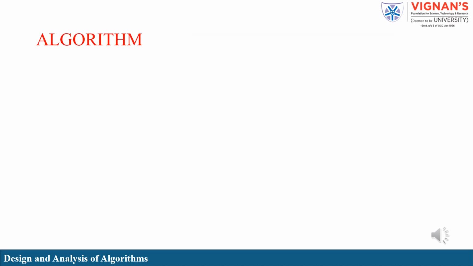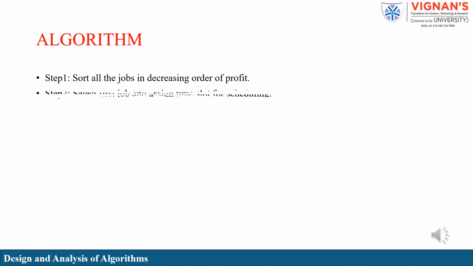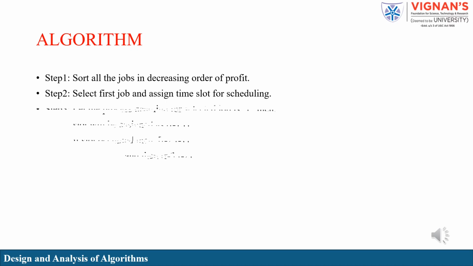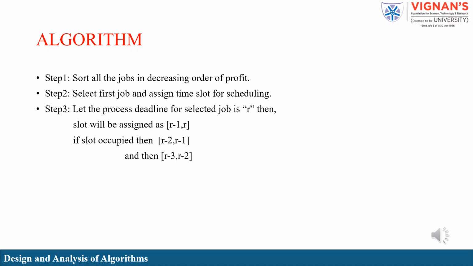Algorithm, brief script. Sort all jobs in decreasing order of profit so the highest profit job is considered first. Pick the first job and try to assign it a time slot. If the job's deadline is R, try to place it in the slot R-1 to R. If that slot is already filled, try the previous slot, R-2 to R-1, then R-3 to R-2, and so on until a free slot is found. Repeat this process for all remaining jobs. This ensures maximum profit while meeting deadlines.